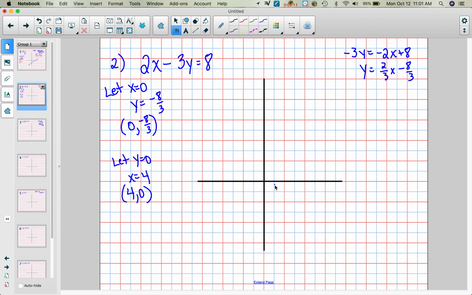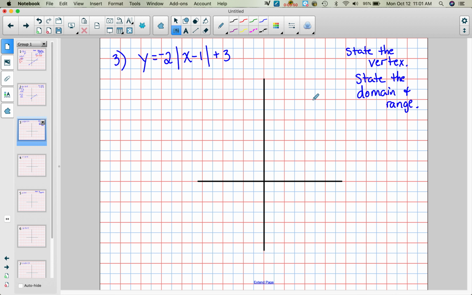So when I graph this one, I'm still going to scale my graph by ones. I would plot the point (4, 0), and I would plot the point (0, -8/3), which would be -2 and 2/3. And then I could draw the line. Okay, and the x and y intercepts we've already found and listed. So I think that's all I had asked. So again, how I graph the line depends on how the equation is given to me. If you prefer to do slope-intercept form, remember you can.